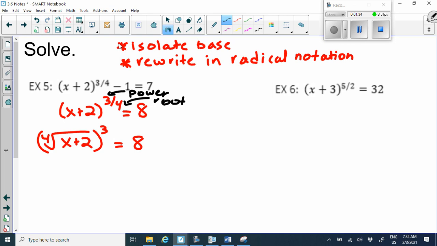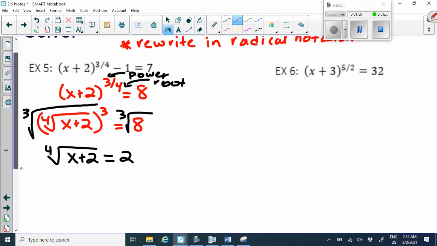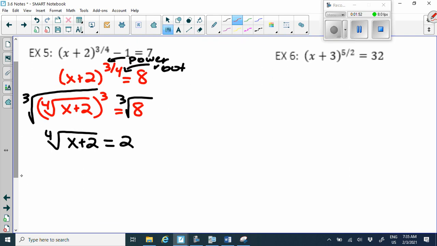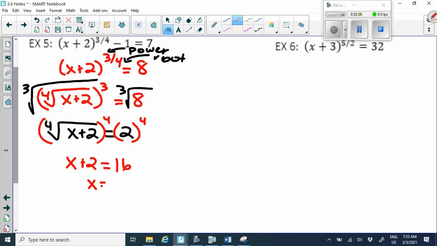So we get rid of the power of 3, and in order to get rid of the power of 3, I take the cube root of both sides. So now I have the 4th root of x plus 2 equals cube root of 8 is 2. And remember, we only get one solution because we're taking the odd root. Now the 4th root, the opposite or inverse, is taken to the 4th power. So now I'm left with x plus 2, and then 2 to the 4th is going to be 16. And now all I need to do is subtract 2, and I get 14.